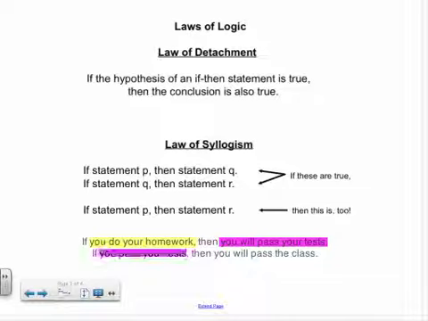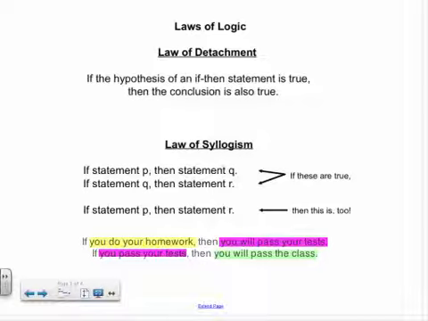And if you pass your tests, then you'll pass the class. The law of syllogism says that when the conclusion of one true statement matches the hypothesis of a second true statement, we can combine the two to make one true statement. In our example, the conclusion of the first statement, you will pass your tests, matches the hypothesis of the second statement, you pass your tests.